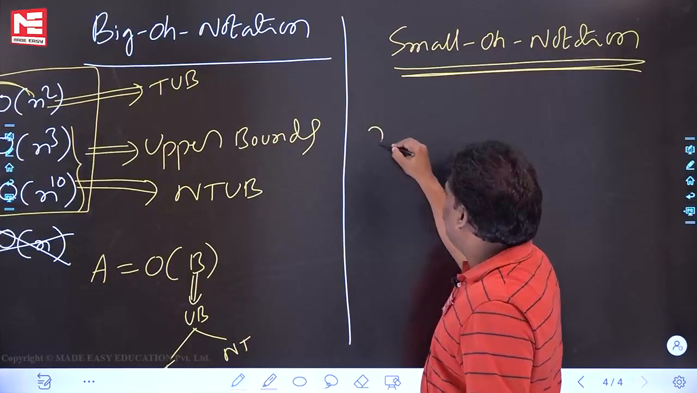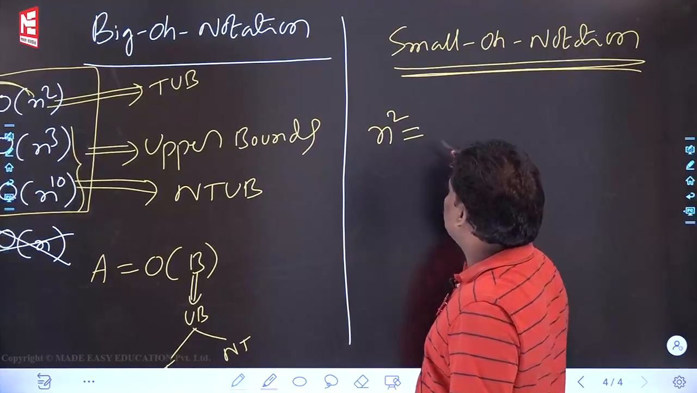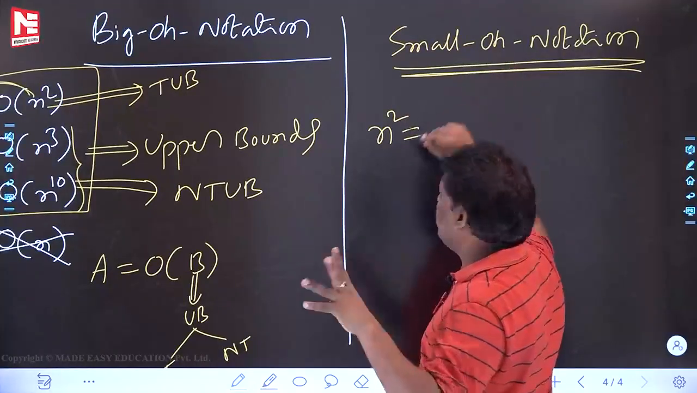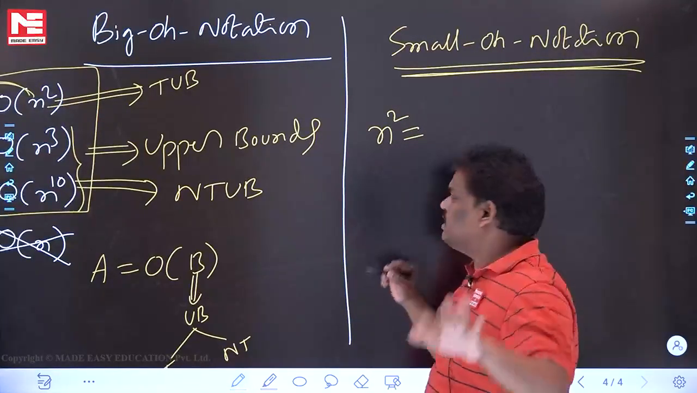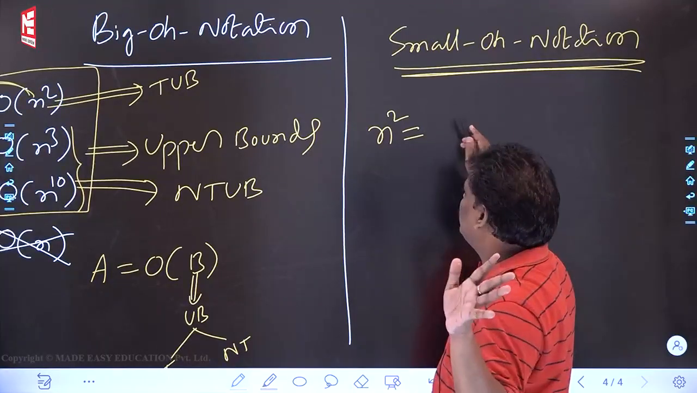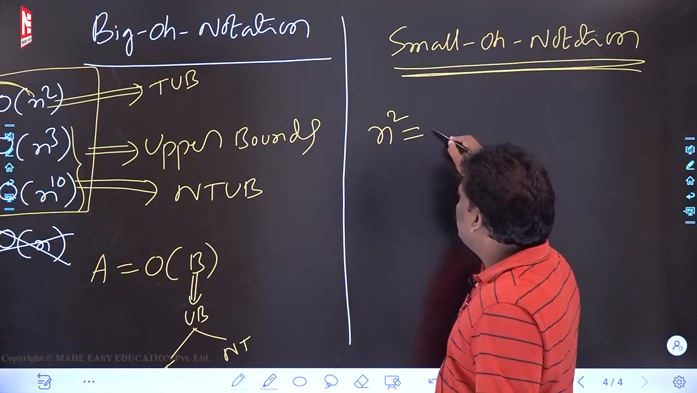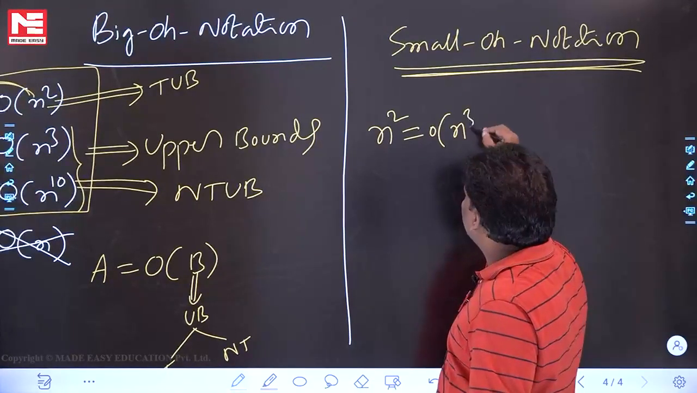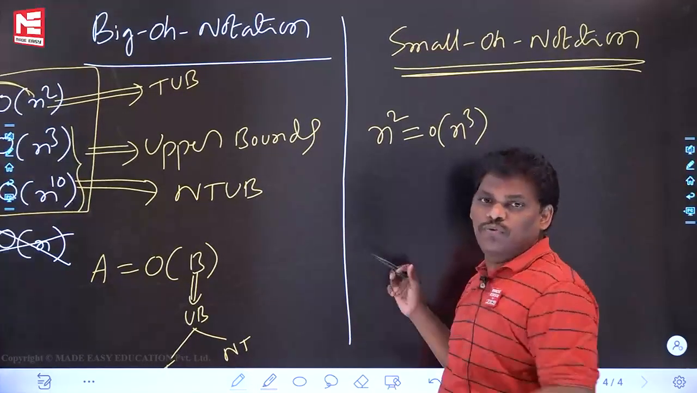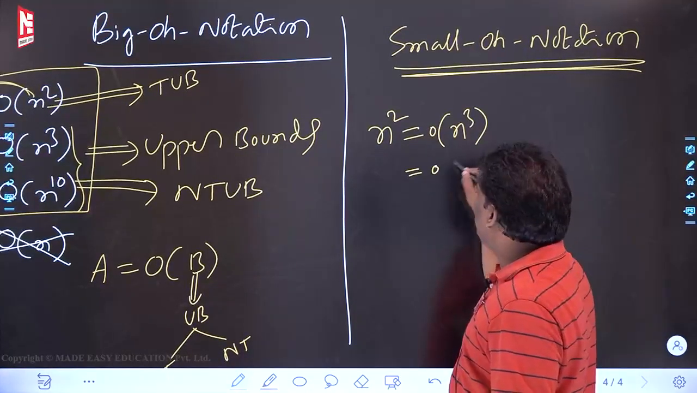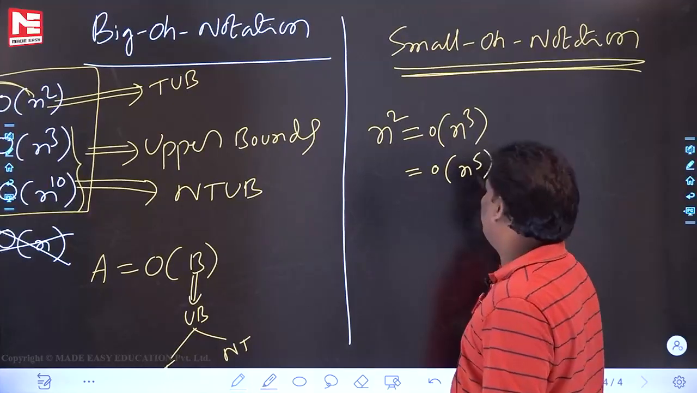See everyone, now n square is, listen now. Small o and big O are the same, with one small difference. What is that? Small o and big O are almost similar. A small difference is there. Let's see. Is n square small o of n cube or not? It is like big O only. Of course, true. n square is small o of n cube, true. Next, n square is small o of n power 5. That is also true.